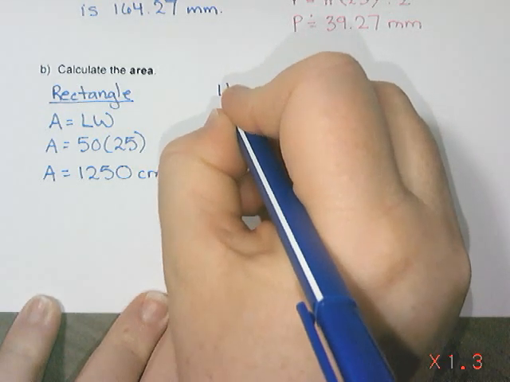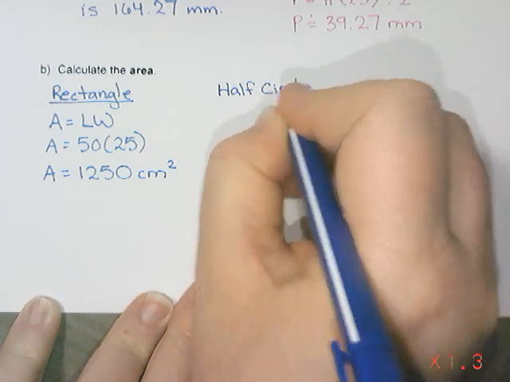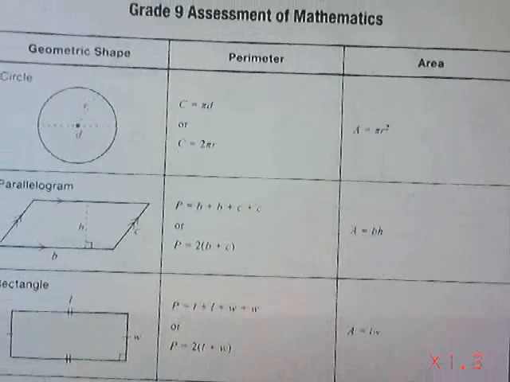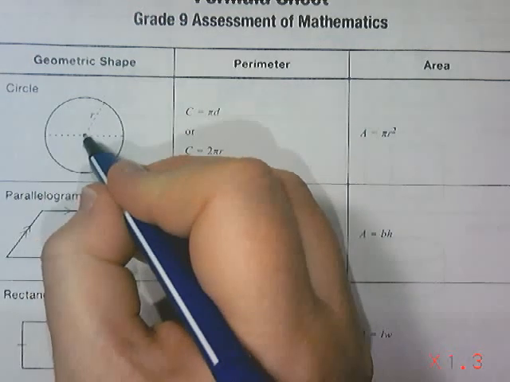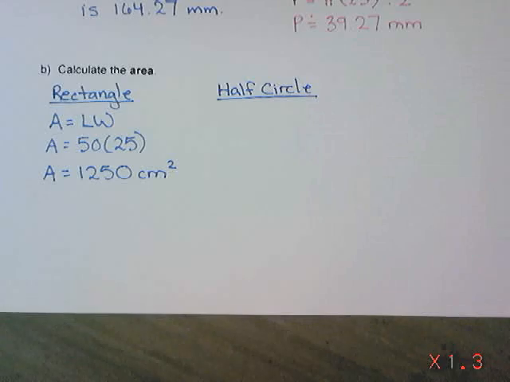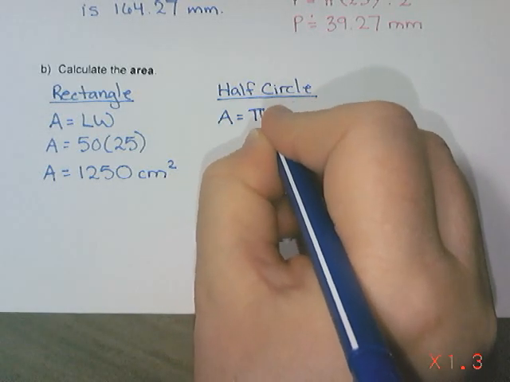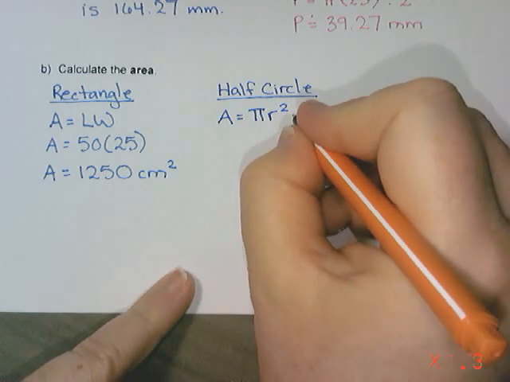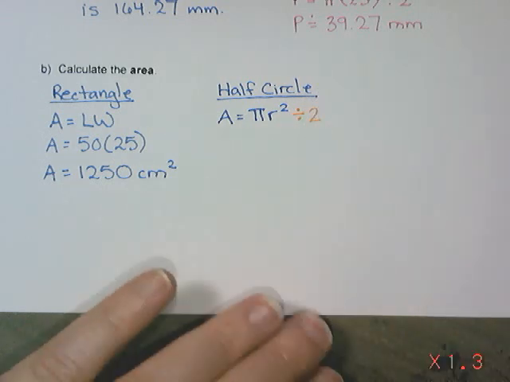Then I need to do the half circle. So the area of a circle, according to my formula sheet, is pi r squared, and r is the radius, so from the center of the circle to the edge. So my area is pi r squared, but it's not a full circle. It is only half of a circle. So I need to divide that by 2 because I only want half of that.